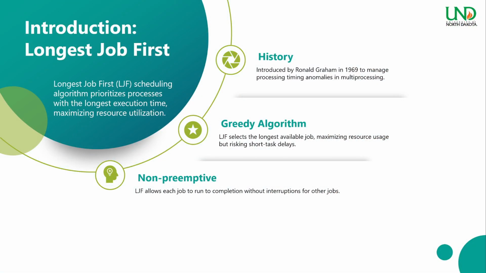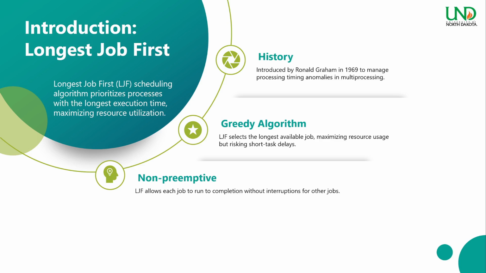Let's start by introducing the longest job first CPU scheduling algorithm. At its core, this algorithm prioritizes processes with the longest execution time, as noted by the burst time of the process. The goal is to maximize resource utilization while ensuring that longer tasks are scheduled first, fully utilizing system resources while potentially delaying shorter tasks.